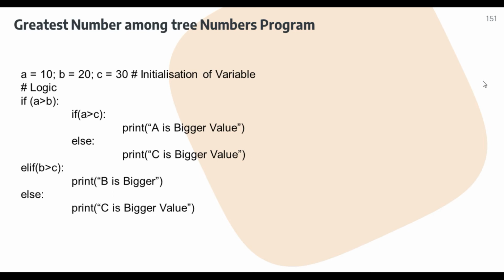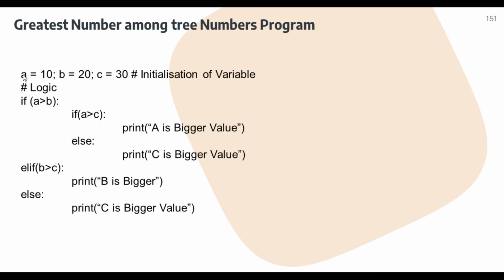Suppose that here is a program. You can initialize the variable values from the console also, I mean to say dynamically, by using the input function. Here you can consider a equals 10, b equals 20, c equals 30, as the initialization part in comments, and then the logic begins from here. First of all, I will compare a to b first, and after that c.